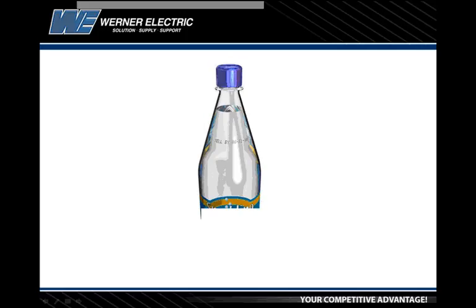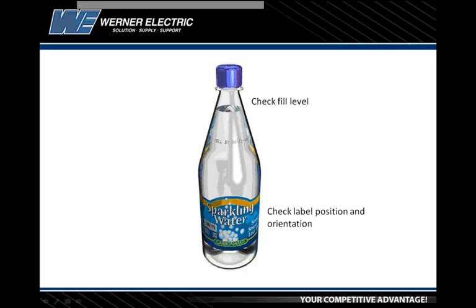Okay, inspection. So what can we do for inspection? The first application we'll look at is a customer that's bottling water, and there's quite a few things you can do with machine vision. Check the fill level, check the label position, and we'll show you a couple of other ones as well.